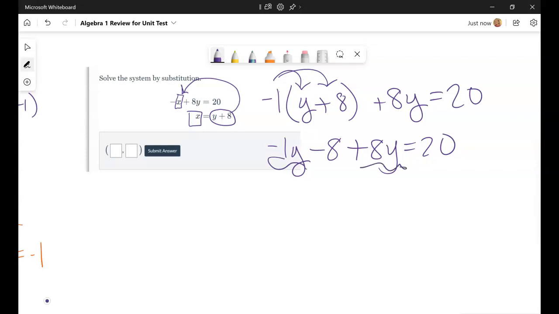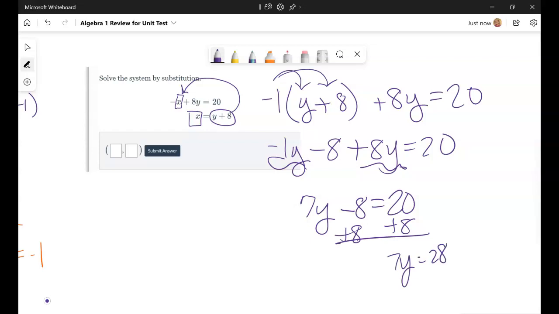Collect these like terms. 7y. Okay. Plus 8. Add the 8. Then you're going to divide by 7. What's y? 4. So I get that answer.